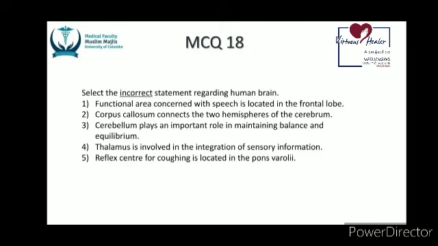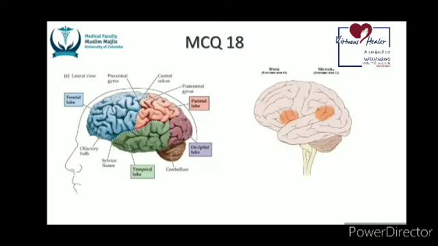Question number 18. Select the incorrect statement regarding human brain. Number 1. Functional area concerned with speech is located in the frontal lobe. If you look at this diagram, the first diagram will show you the 4 main lobes in the cerebrum. They are the frontal lobe, parietal lobe, occipital lobe and temporal lobe. The next diagram will show you the 2 areas involved with speech.